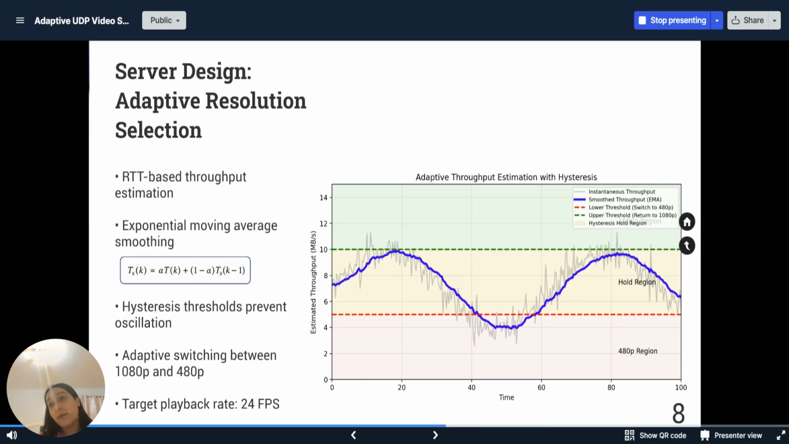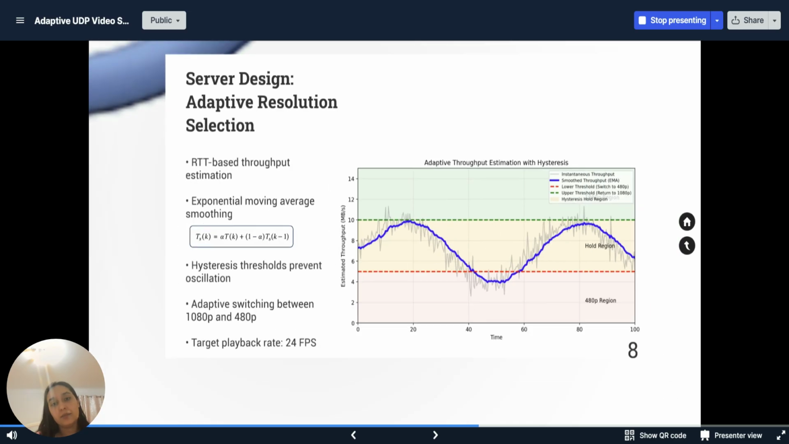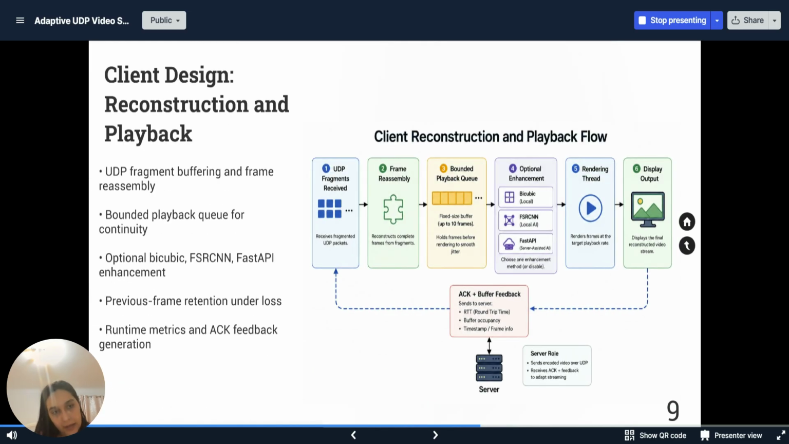And we had the target playback rate at 24 frames per second. In the client design, the client is responsible for reconstructing the frames, reordering the frames, and the playback. The UDP fragments come unordered and they have to be reassembled. So we get the fragments, we buffer them, and we reassemble them. Once reassembled, we send them to this bounded playback queue, which allows 10 frames.